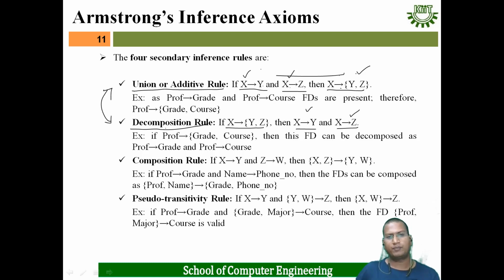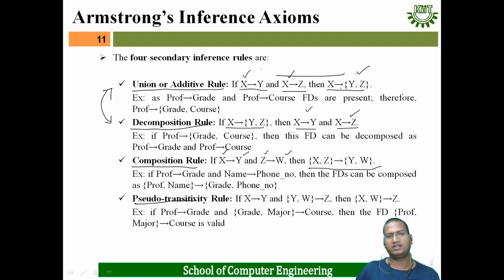Then the composition rule. What is the composition rule? If X is determining Y and Z is determining W, then we can add the left hand side parts and the right hand side parts, and they will be a functional determination. That means we can say XZ determining YW. Okay, this is your composition rule.